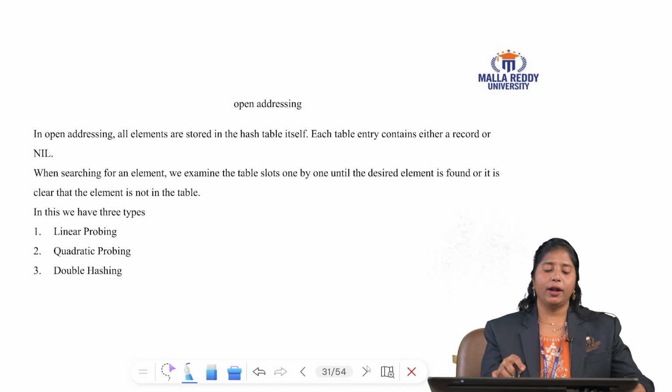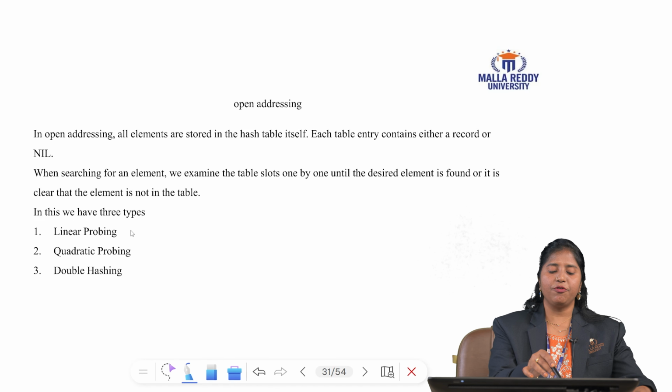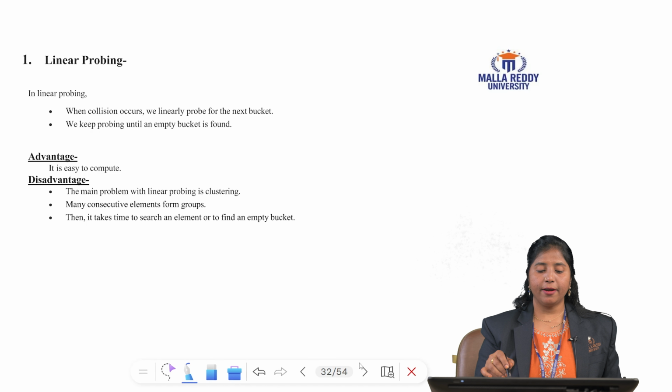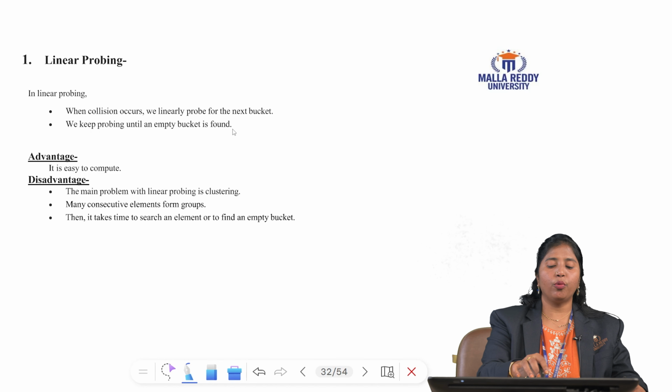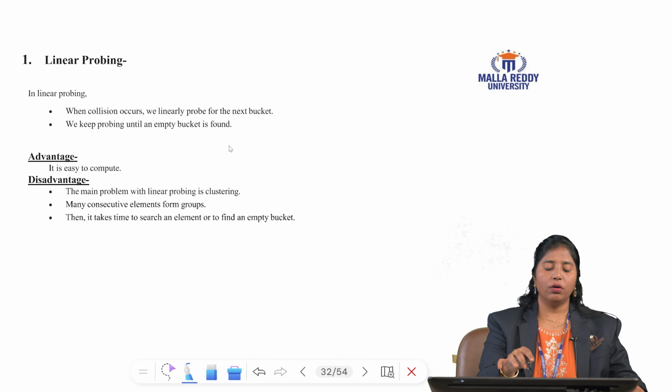Next we have open addressing. In open addressing, again we have 3 types: linear probing, quadratic probing, and double hashing. So what is linear probing? In linear probing, when a collision occurs, we linearly probe for the next bucket. We keep probing until an empty bucket is found. The advantage is that it is easy to compute, and the main drawback of linear probing is clustering, where consecutive elements form groups.